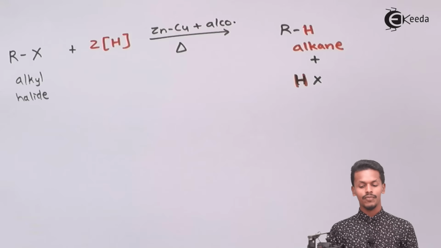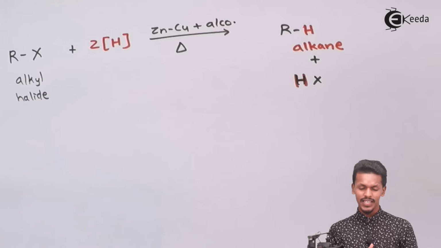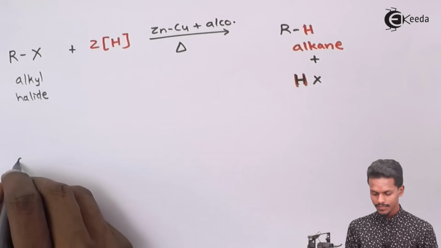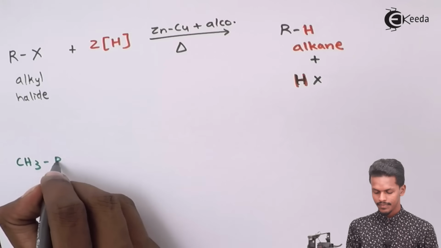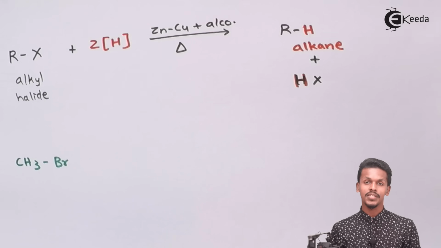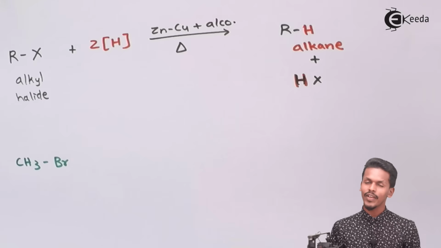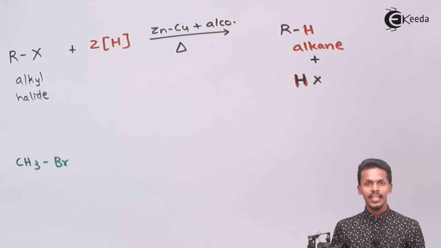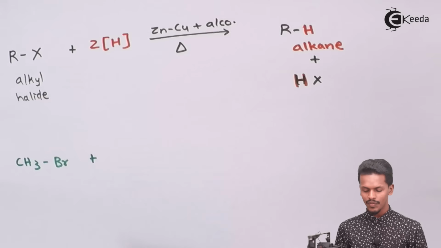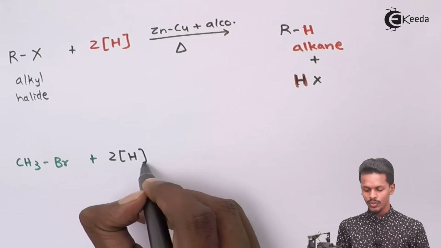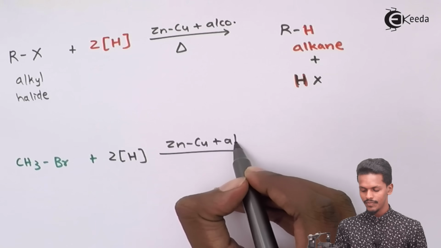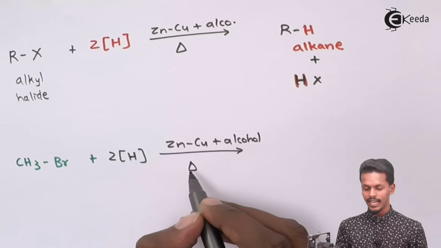So let me give you an example of how we can prepare a particular alkane by using a specific alkyl halide. Suppose we have CH3Br, named methyl bromide, or we could also say bromomethane. In terms of IUPAC, bromomethane is the name it has been given. Suppose we react this with nascent hydrogen. How will the nascent hydrogen be produced? It will be because of zinc copper plus alcohol, if we react it and heat it.